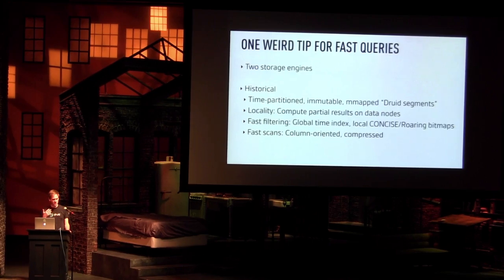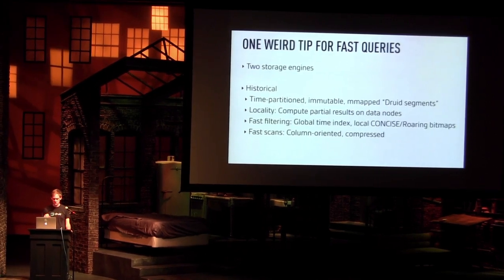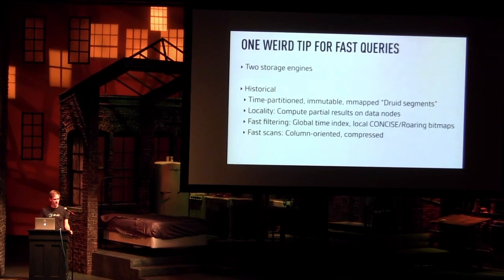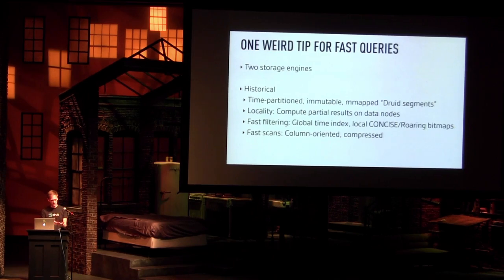So the historical nodes I mentioned earlier, I talked about those immutable Druid segments they have. That's all they have on them. So the historical engine is these time-partitioned, immutable, memory-mapped Druid segments. They can be all memory if you want. They are memory maps, and you can set a configuration per historical node called the max size, and if you set that to less than the amount of memory you have, everything will be in memory. If you set it to more than the amount of memory you have, then it'll be partially memory, partially on disk. And it's up to you how you want to tune that. It's a little knob you get to control performance versus cost.